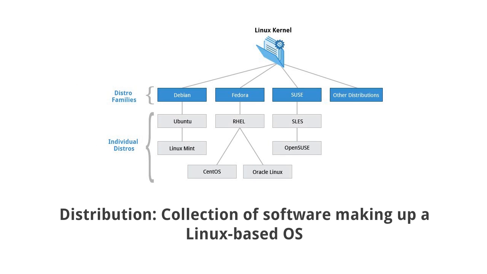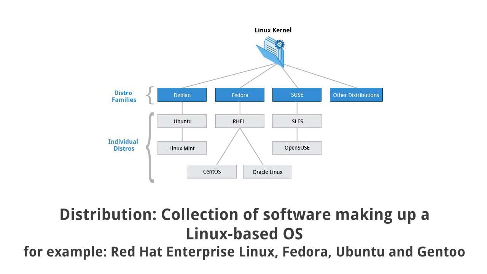A distribution, also known as distros, is a collection of programs combined with the Linux kernel to make up a Linux-based operating system. Some common examples of a distribution are Red Hat Enterprise Linux, Fedora, Ubuntu, and Gentoo.